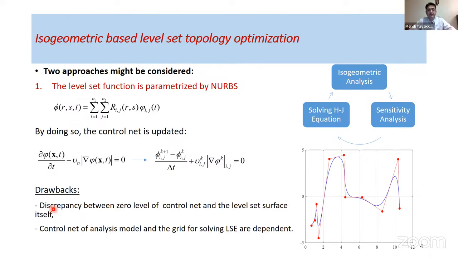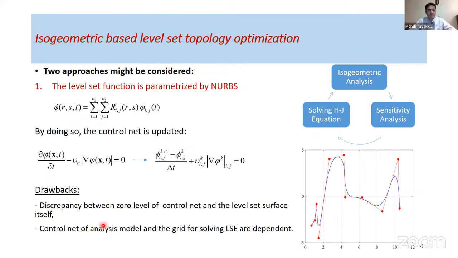The first is that there is a discrepancy between the zero level of the control net, because the control net is updated, and the level set surface itself. As you can see, this figure shows the control net and the curve itself. The discrepancy is visible, as the points are different at the zero level.